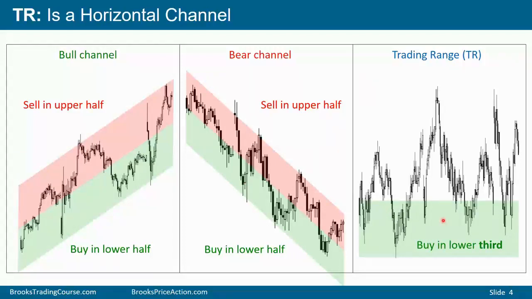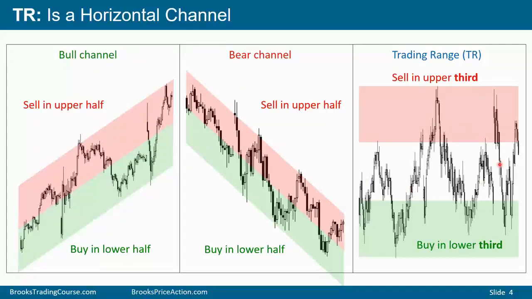In a trading range, rather than simply buying in the bottom half, it's usually better to buy in the bottom third because the market typically retraces very close to the low. The opposite is true at the high. It's usually better to sell in the upper third of the range rather than in the middle third.